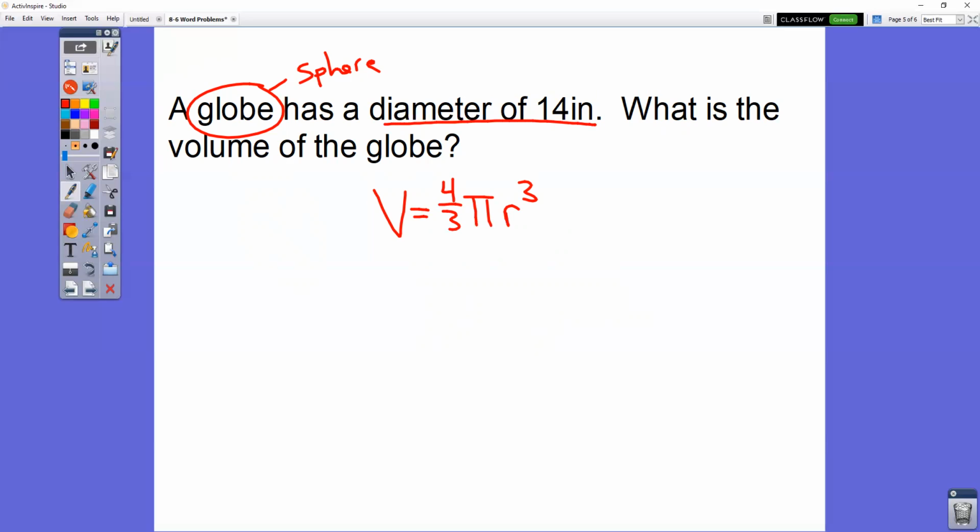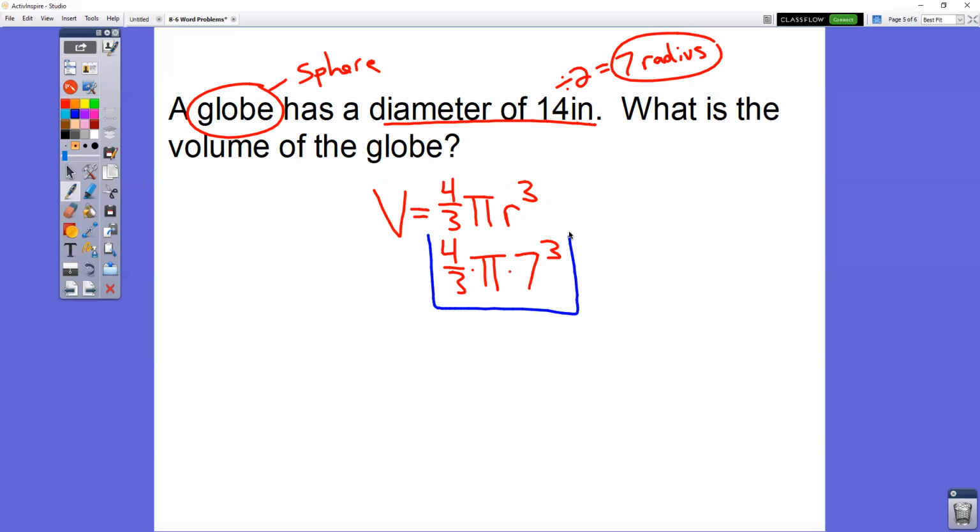Remember, we never want the diameter. We want the radius. The radius is half of the diameter. So you have to divide by 2. 14 divided by 2 is 7 for our radius. So we're going to have 4/3 times pi times 7 to the third power. Remember, 4/3, you could just type in 4 divided by 3, or you could have 1.3333. So 4/3 times pi times 7, caret button 3 for the third power. Type all 3 of those right into the calculator.